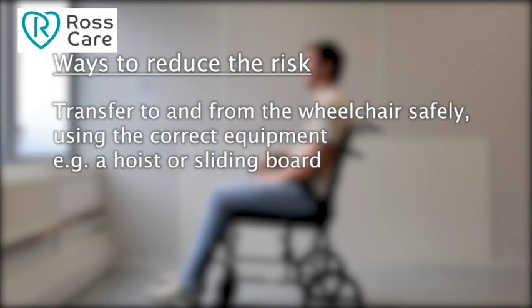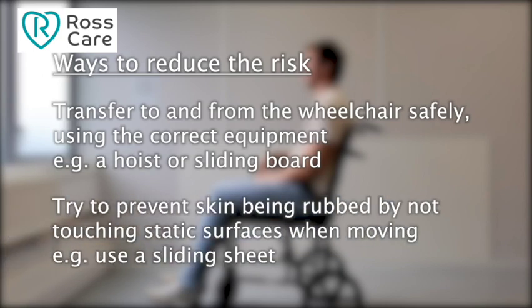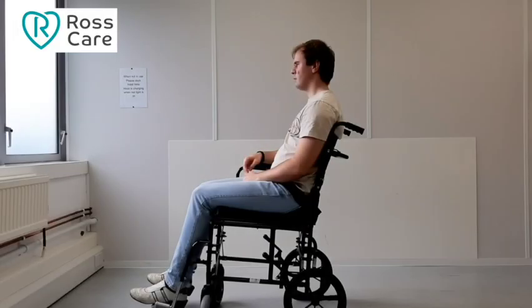Make sure the person transfers to and from a wheelchair safely by using the correct equipment, for example a hoist or a sliding board. Try to prevent skin being rubbed by not touching static surfaces when moving, for example using a sliding sheet. Shearing can happen when a person is not positioned correctly in the wheelchair, or the wheelchair is not meeting their postural needs.